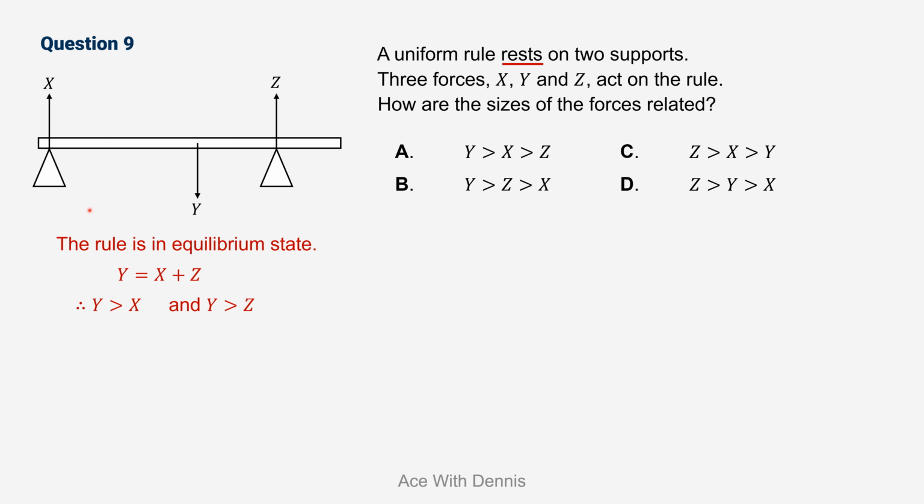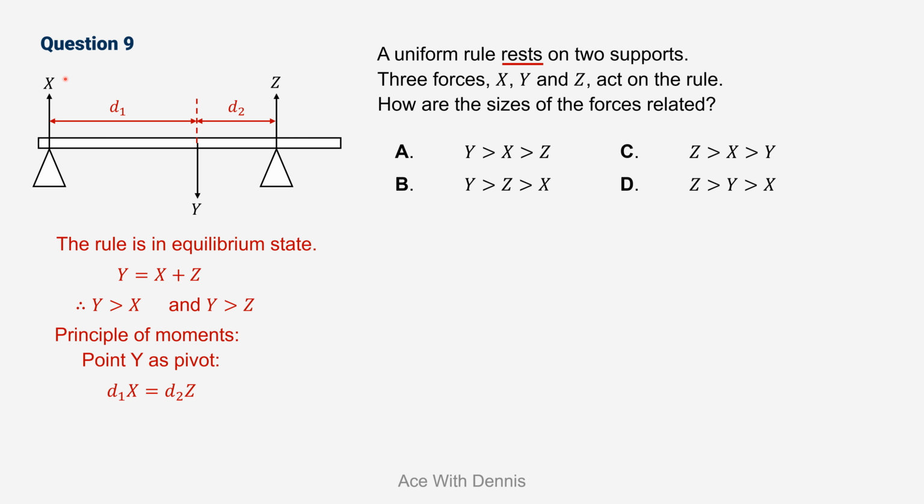Alright, so next we also want to consider the moment for this question. So we'll label this distance as d1 and this distance as d2. Based on the principle of moments, when the object is in equilibrium, the sum of the clockwise moments equals the sum of the anti-clockwise moments. So we will choose point Y as the pivot. So the clockwise moment will be d1 times X, and the anti-clockwise moment will be d2 times Z. So the formula becomes d1 X equals d2 Z.